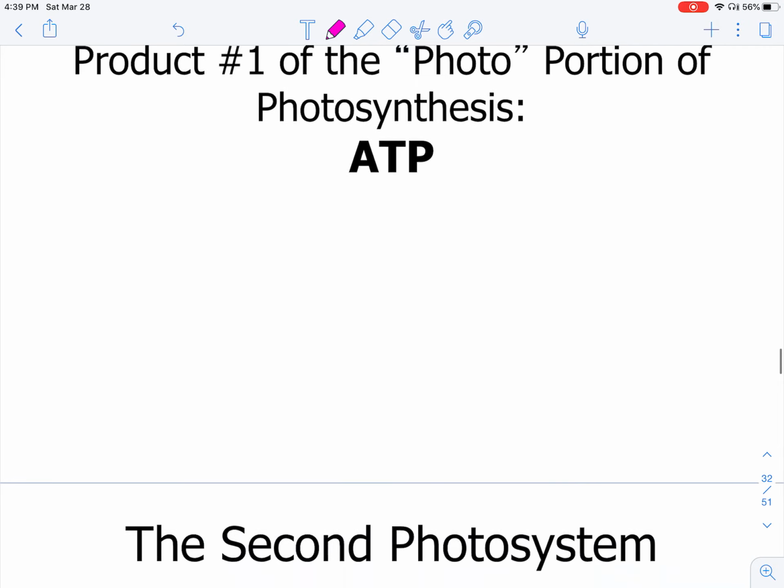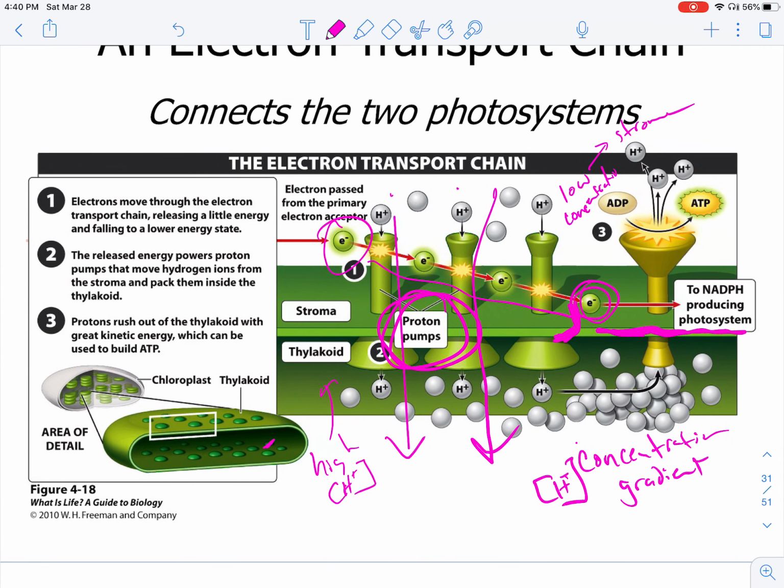So when that is done, this proton gradient, the only way these protons can get out to the stroma is if they pass through a molecule called ATP synthase. And so this ATP synthase uses the energy of the downward flow of protons from the inside of the thylakoid into the stroma in order to make ATP from ADP and inorganic phosphate.